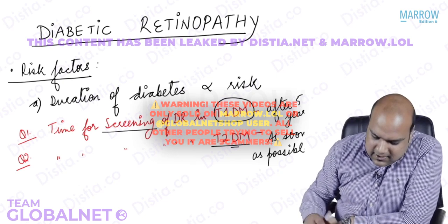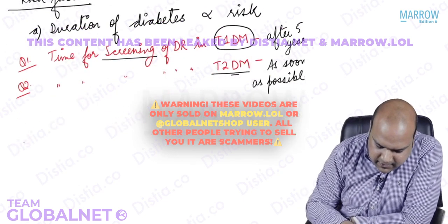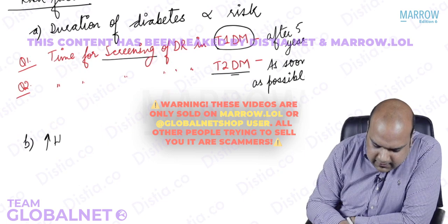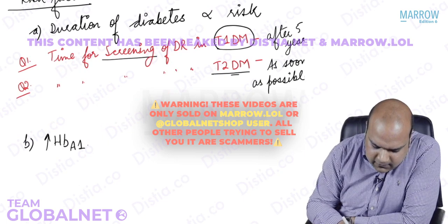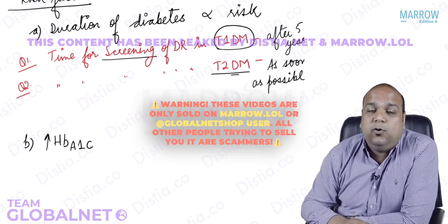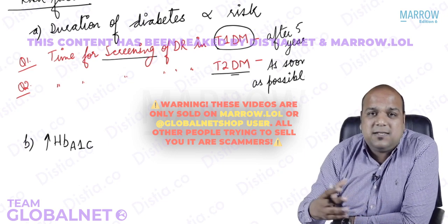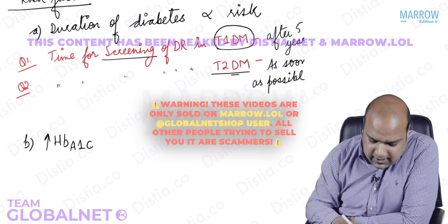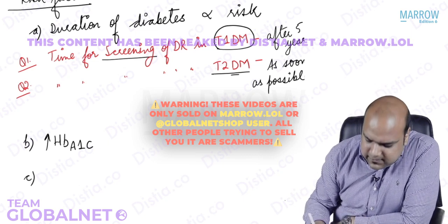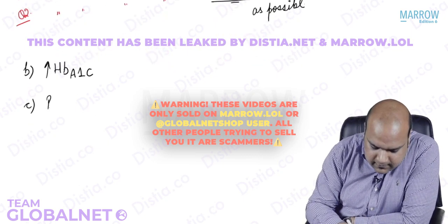Yes? Now, the second important risk factor is, all of us know, increased levels of hemoglobin A1C. Glycosylated hemoglobin, if it is under poor control, there are greater chances of diabetic complications like retinopathy, like nephropathy, and everything else. The third important risk factor is pregnancy.